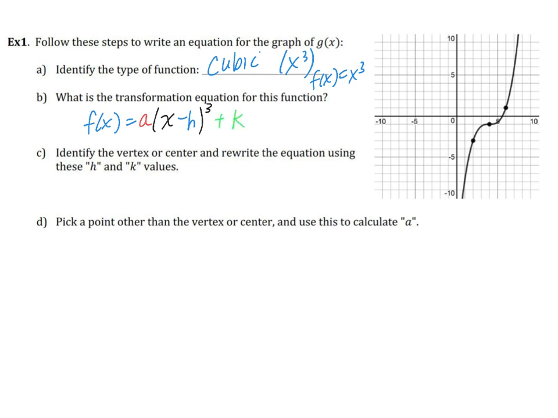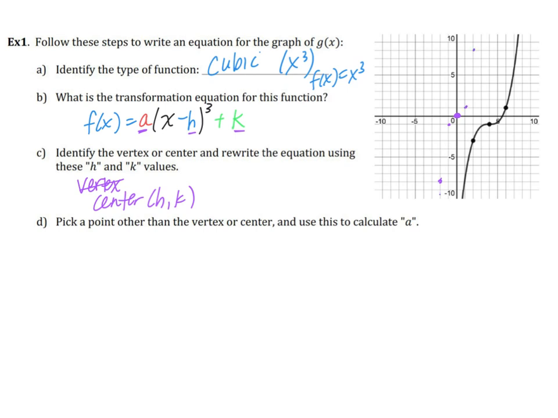So that's my minus h, and then my plus k, which is my up and down transformation. So we're trying to fill in now for a, h, and k. The easiest point to fill in, hopefully you know, is your vertex, or in this case, your center. So that's h comma k. Your center was typically here, right? So this was your original function.